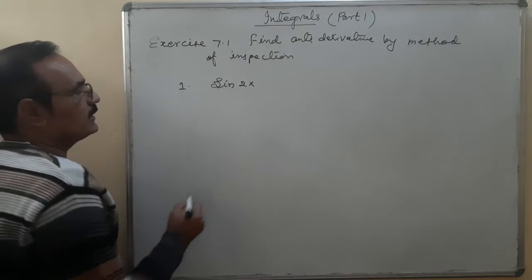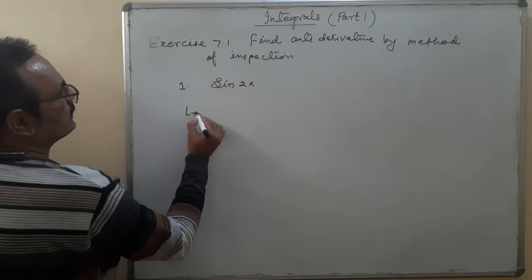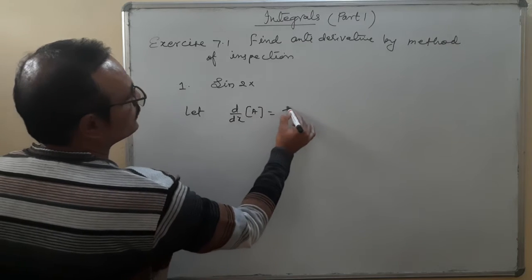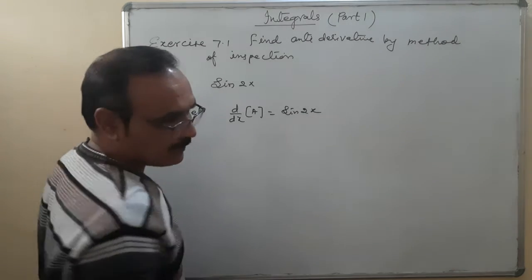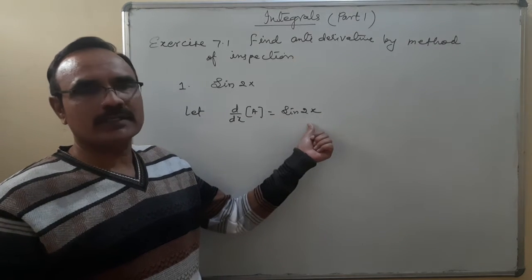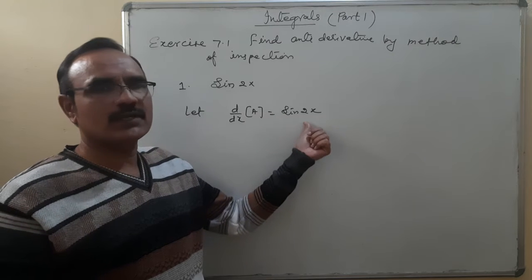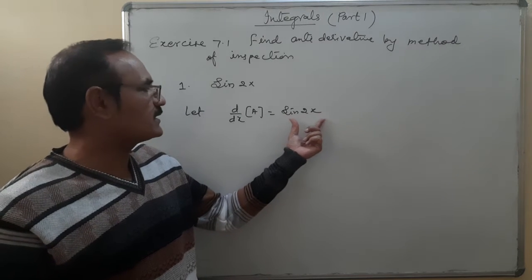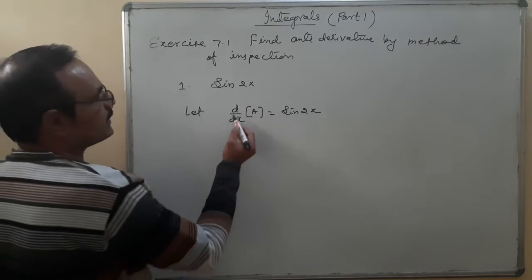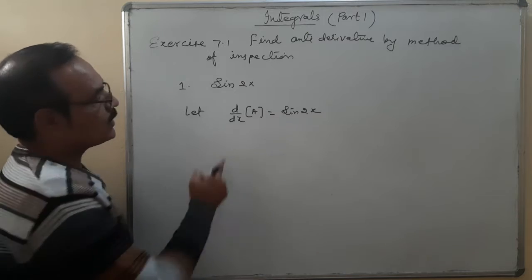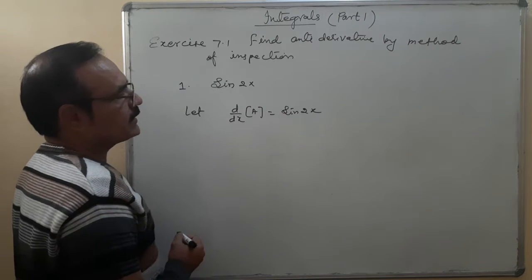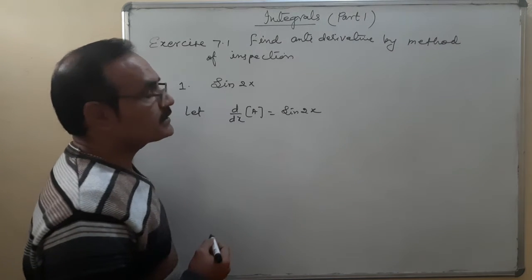Okay. Let us suppose dy by dx of A is equal to sine 2x. Am I right? We don't know which term should be taken here so that its differentiation is sine 2x. Because if its differentiation is sine 2x, that means the integration of sine 2x is this A. Okay. Right. So I have considered that dy by dx of A is equal to sine 2x. Now what is A? We analyze which term should be taken as A so that its differentiation will be sine 2x.